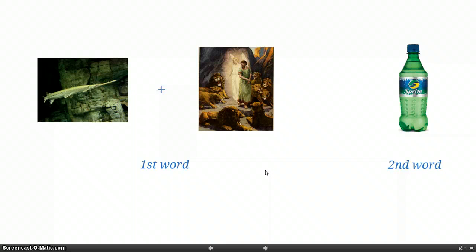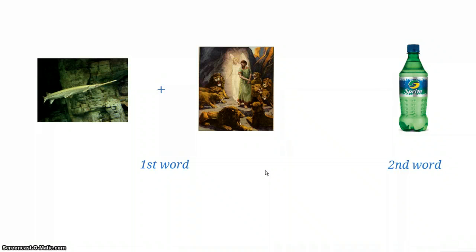Image on the right, image on the left, plus another image to discover the first word. What kind of fish is that? We've seen them before. I bet that boy out there knows the kind of fish we're talking about. A gar. Very good. Gar.